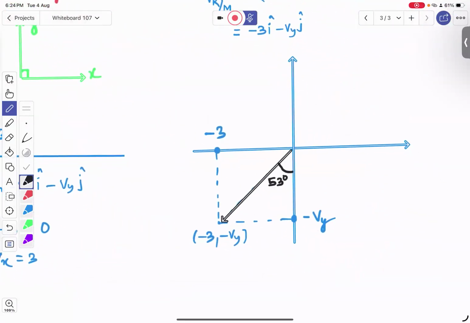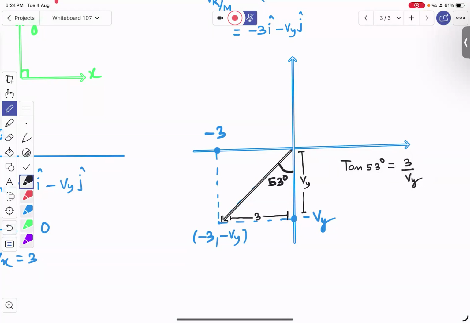Now you check out this triangle. In this triangle, what is the base? The length of the base is Vy. And what is the length of the perpendicular? This is 3, no? So from this triangle you can write, tan 53 will be 3 by Vy.